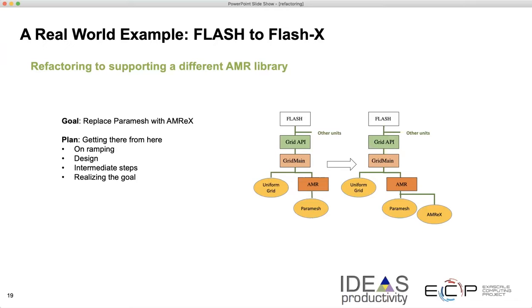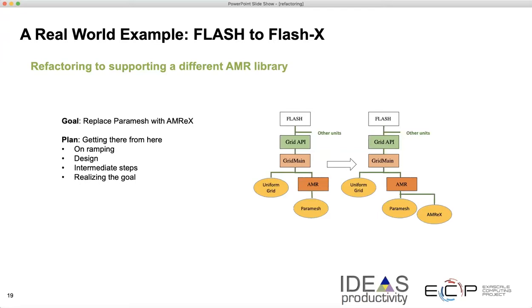The next thing I want to do is work through a real world example. FlashX is a multi-physics, multi-component code that is also used by several science domains, such as astrophysics, laser plasma, fluid structure interactions, and so on. It does that because it has an infrastructure with extensibility built into it, and capabilities can be added in a sort of plug and play way.